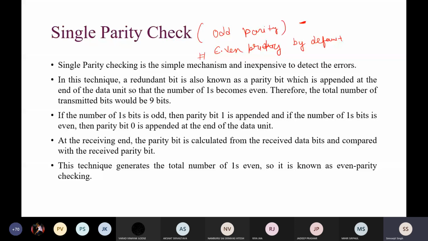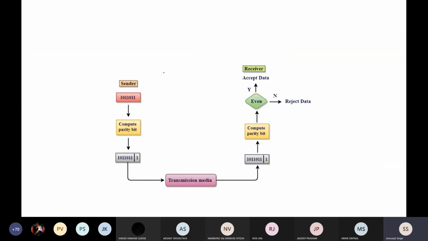Okay, so I'll tell you what is even parity here. Suppose I directly take an example, so it will be easy for me as well as for you. So suppose I'll take an example.